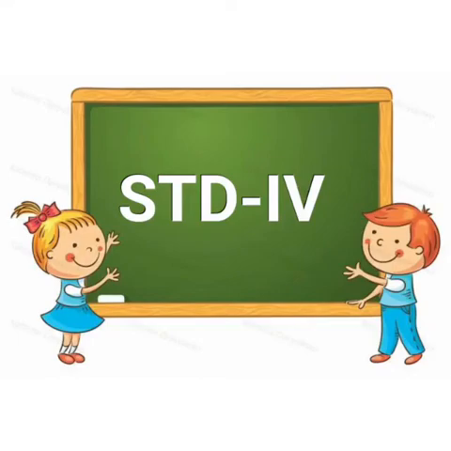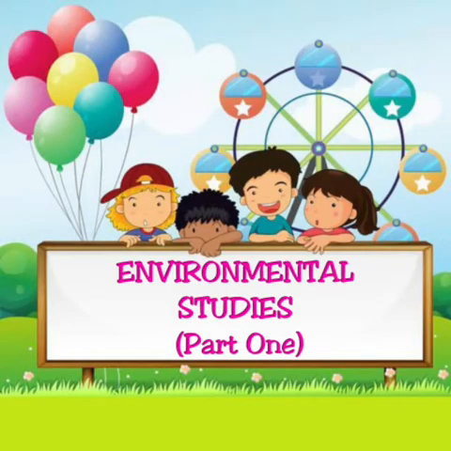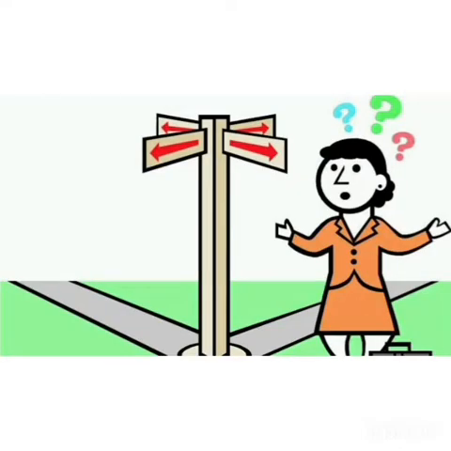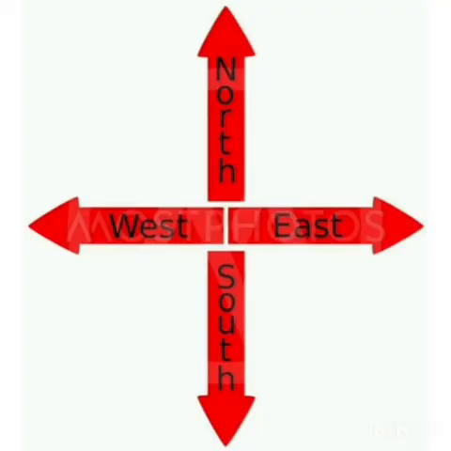Standard 4, Subject Environmental Studies Part 1, and the topic for today is lesson number 13, Directions and Maps. In order to tell exactly where an object is located, we use directions. The north, the south, the east and the west are the four main directions.